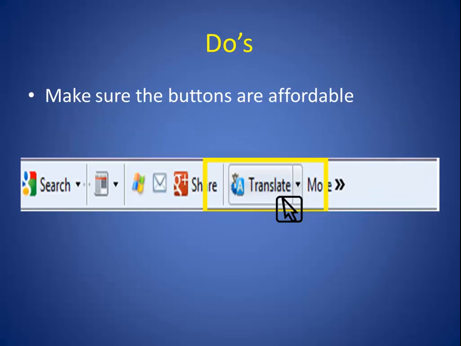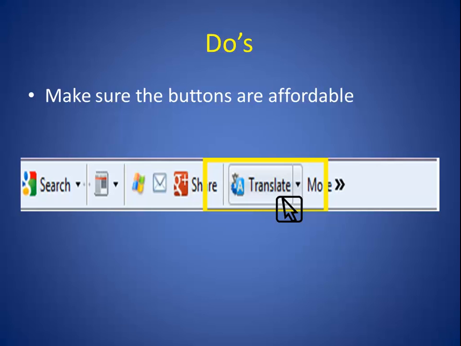Make sure all the buttons are affordable. By affordable, I mean visual properties of an object that indicate how it can be used or acted on. For example, the affordance of a button is to push it. The affordance of a doorknob is to twist it.